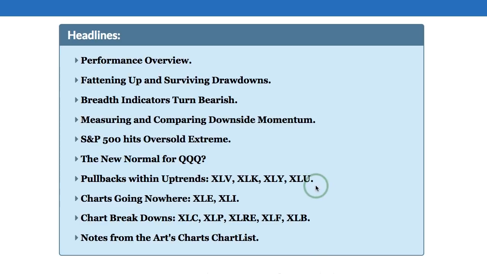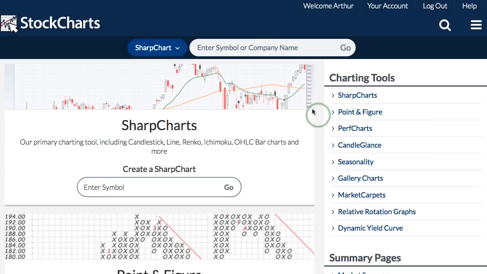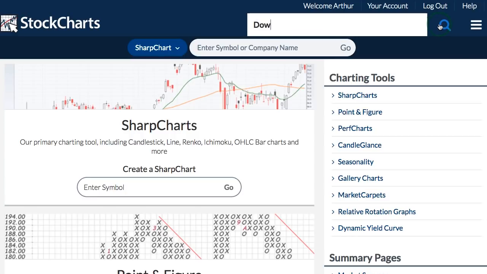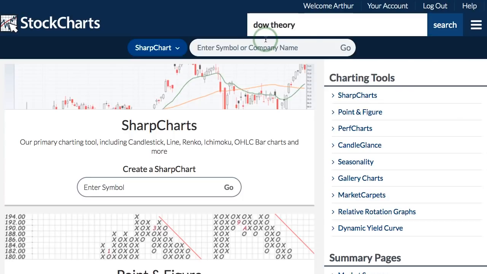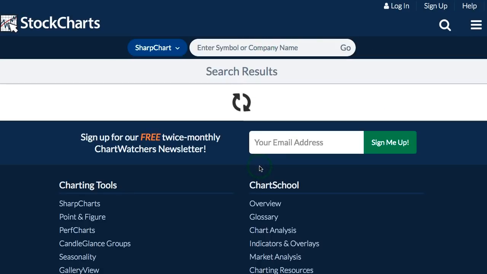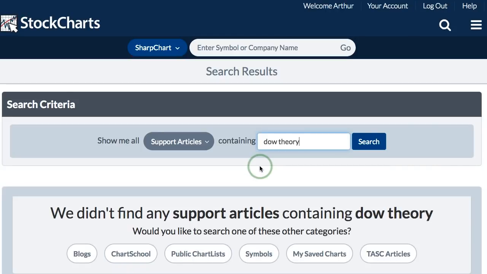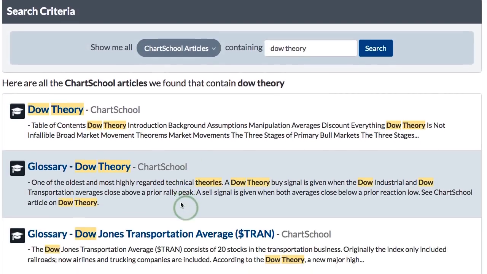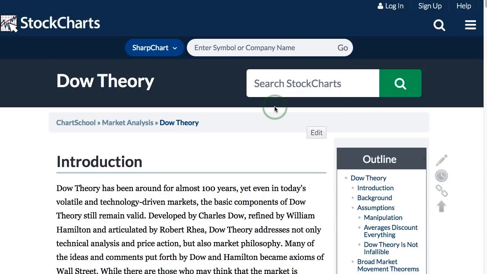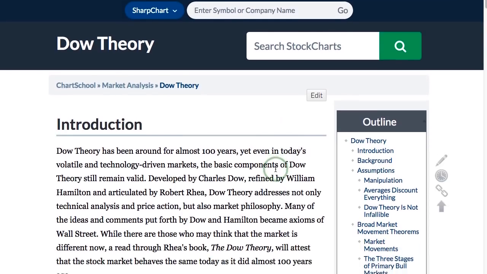Now, as far as estimating the length and the duration of a potential decline, I have no idea, just like Charles Dow would say. And I'd recommend it's a good time to go brush up on your Dow Theory, and you can do that in the chart school. If you go up to the top of any web page and you search for Dow Theory, you'll be taken to the list of articles that have Dow Theory. There are no support articles, but there you see a link for Chart School, and you click on Chart School, and there at the top is a Dow Theory article written by yours truly.